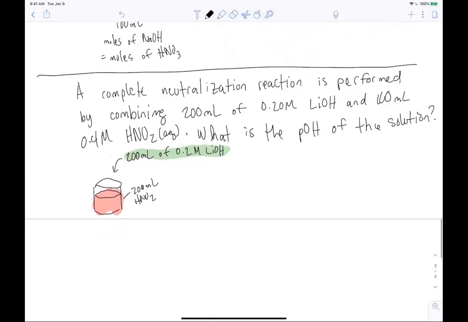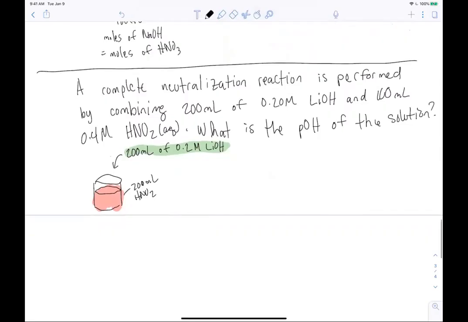But yeah, so if we look at this, 200 milliliters of, did I mess up my volumes here? 100 milliliters of, yeah.